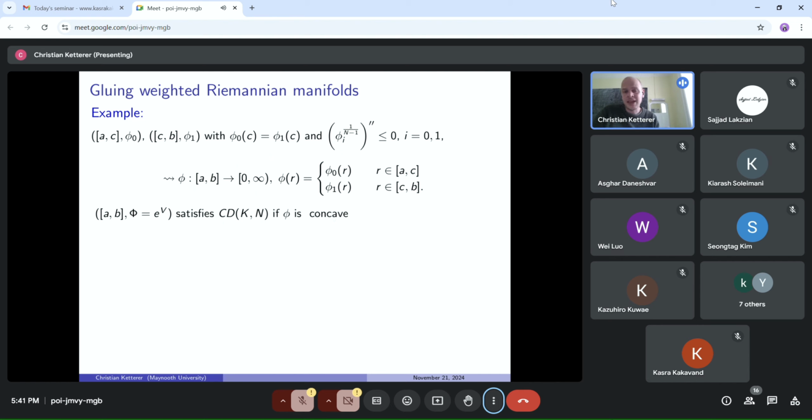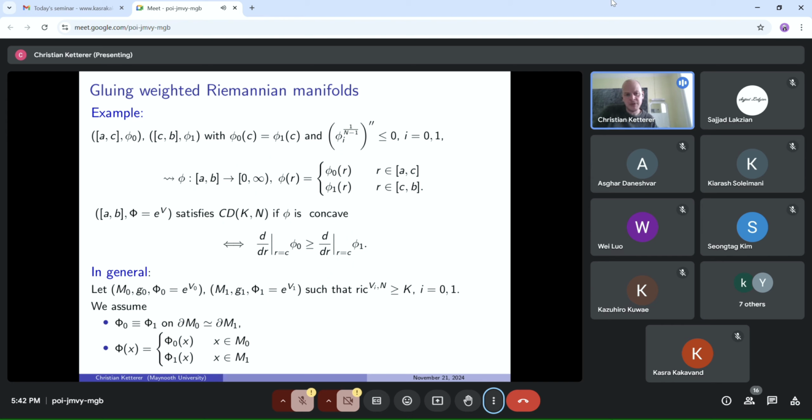And when can we say that phi is concave? The necessary and sufficient condition for phi being concave is that the two one-sided derivatives of phi 0 and phi 1 at C have to satisfy this inequality here, because concavity means that the derivatives are monotone decreasing, and so this is a necessary and sufficient condition for phi being concave. So this gives us a hint what should be a condition that we need when we want to glue together weighted spaces.